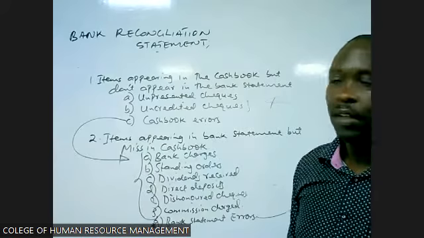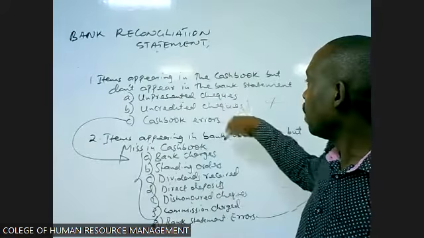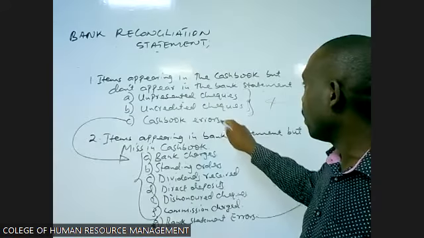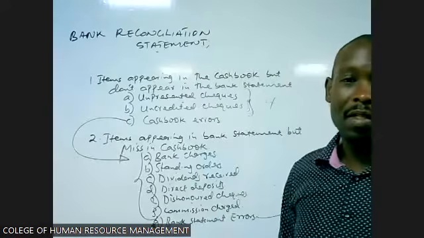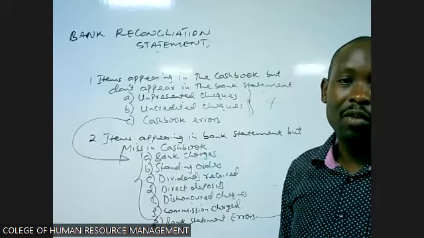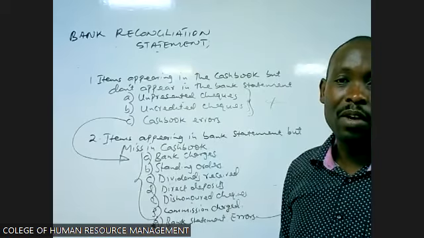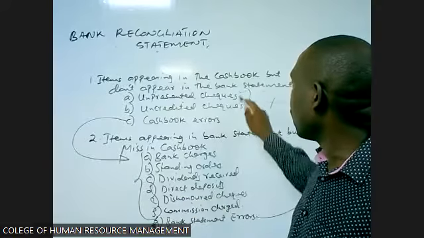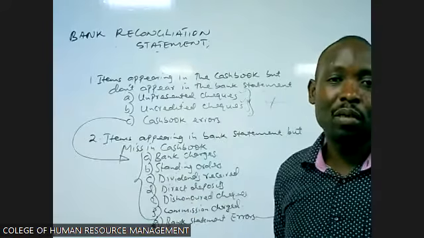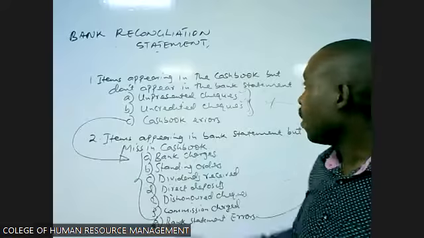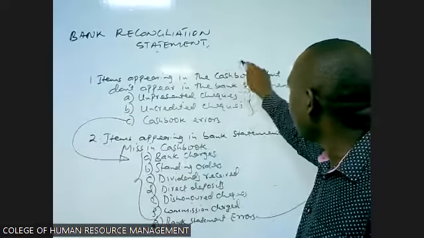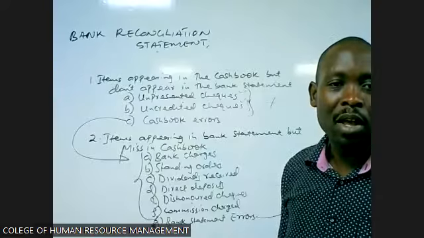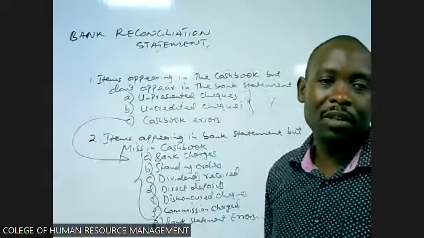Get me right? The bank reconciliation statement is normally prepared using these two, the unpresented and uncredited checks, and then the bank statement errors. Why don't we use the unpresented and uncredited checks in preparing the updated cash book? The reason is they are already in the cash book. They are appearing in the cash book. We cannot put them again. They are only missing in the bank statement.